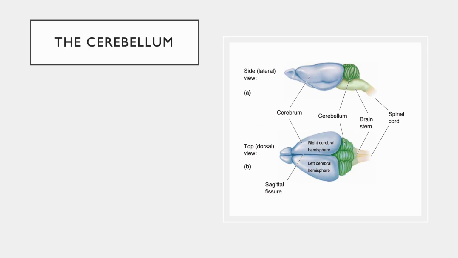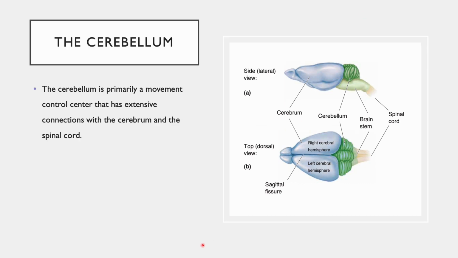Now let's focus on the cerebellum. So remember, the cerebellum lies behind the cerebrum, and although it's dwarfed by the large size of the cerebrum, it actually contains as many neurons as both of these cerebral hemispheres combined. And the cerebellum is our movement control center. It has extensive connections and axons that extend into the cerebrum and the spinal cord.